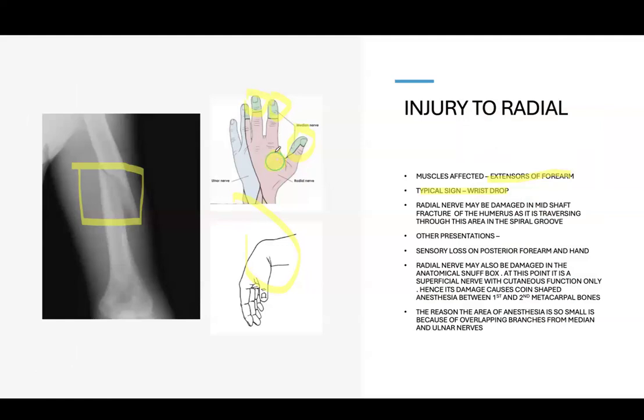And the reason it's so small is because we have overlapping branches from the ulnar and the median nerve that make up for the loss of innervation by the radial. So that's it for the radial nerve. Wrist drop, remember that. That's the most important thing.